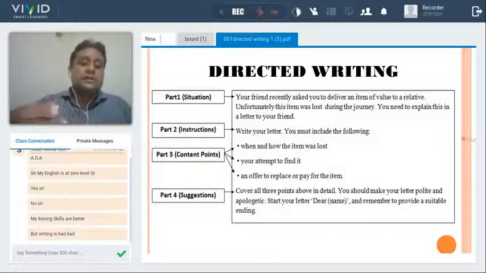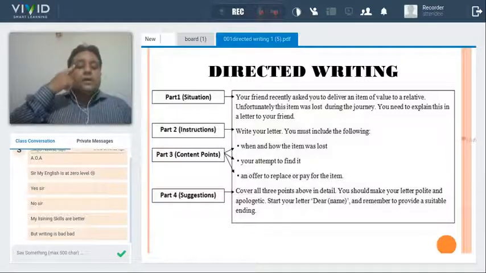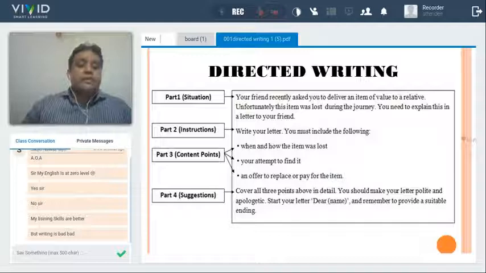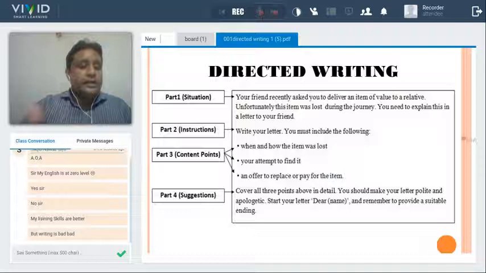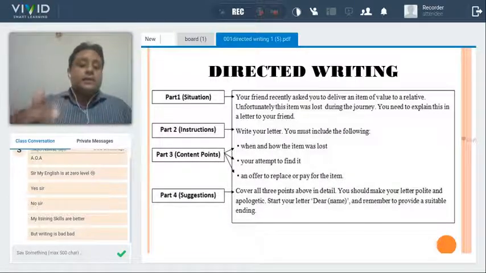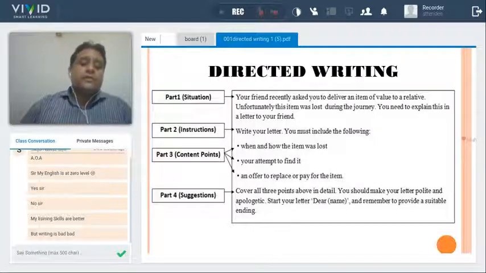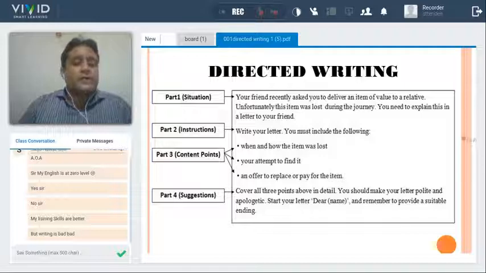So far as this letter is concerned, as soon as we start the letter writing, I'll share with you the pattern, the format of a letter, and we will discuss the paragraphing in a letter. That's a very crucial, very important thing to do, and a very easy one. All right. After three content points, we have the fourth and the last part of it, and that is the suggestions.